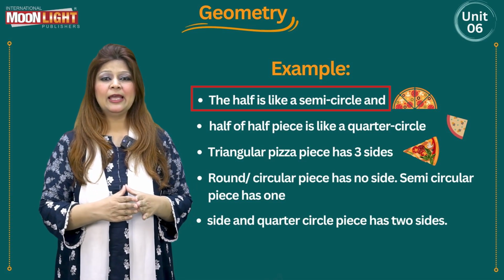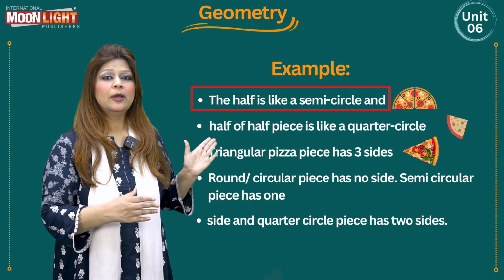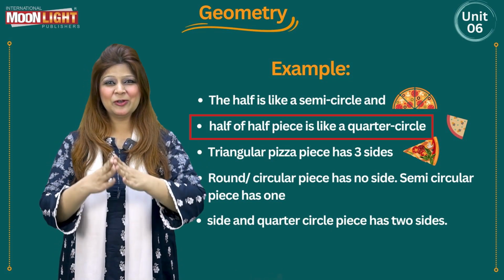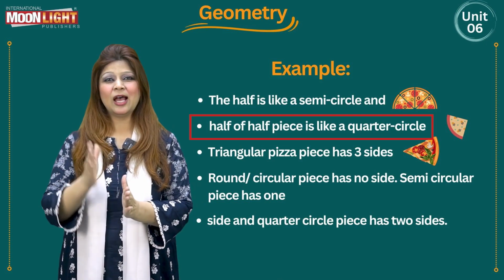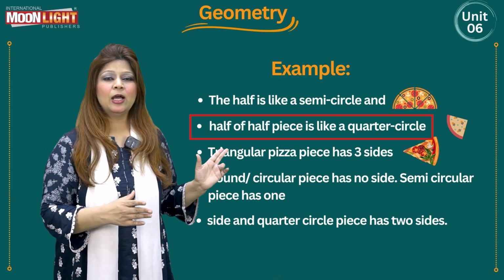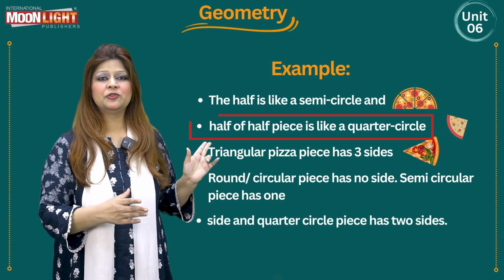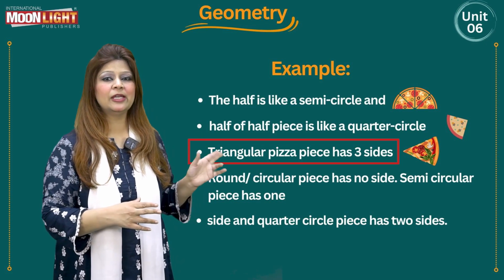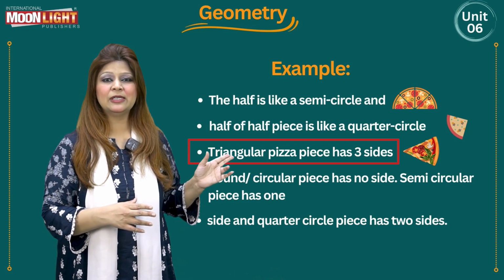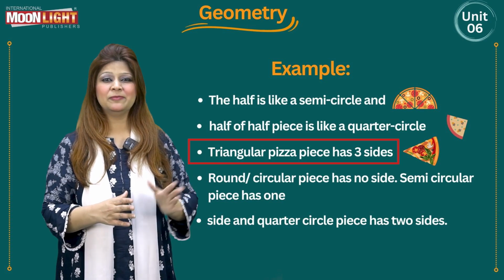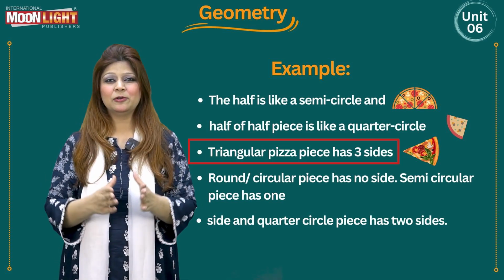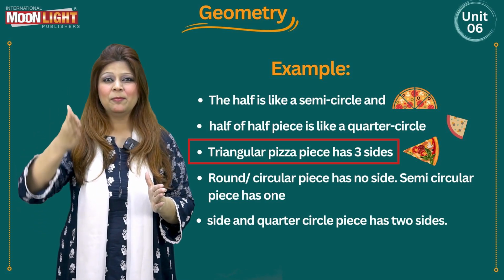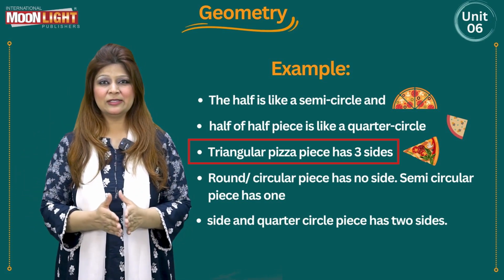So if I make half of this half piece, this pizza piece, this is like a quarter circle. So a quarter circle is half of half. Now I'm going to check this one out. This is a triangular pizza piece. This pizza piece has 3 sides. Yes, approximately 3 sides, and 1 side is circular, so no need to mention that over here. Here we are going to consider this one as the third side.